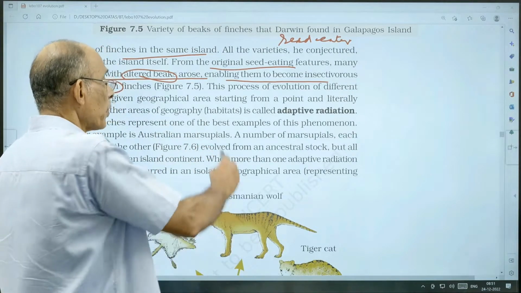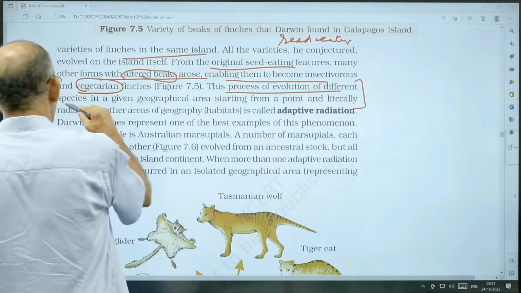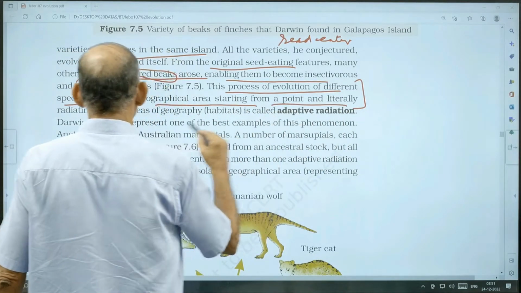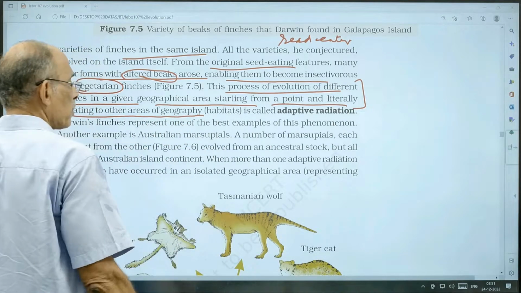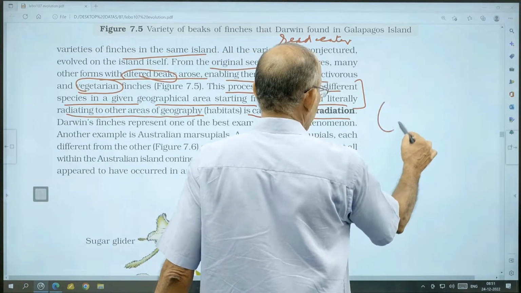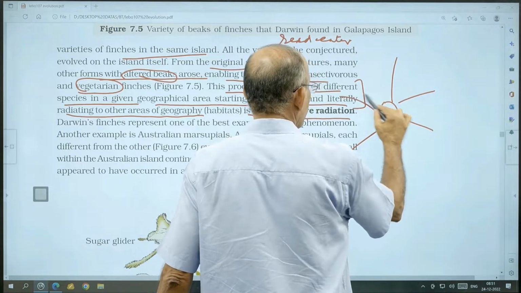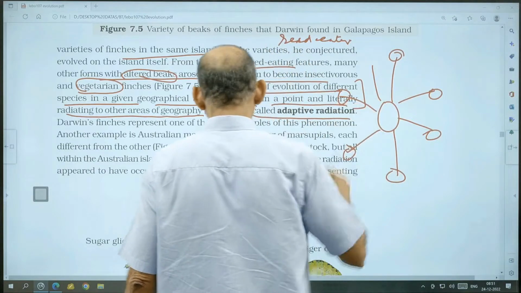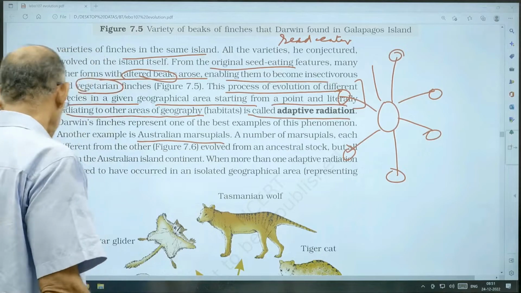So this process, now the definition of adaptive radiation: this process of evolution of different species in a given geographical area, starting from a common point and literally radiating to other areas of geography and habitats, is called adaptive radiation. So from a common point, these different new varieties are formed, new types are formed to live in particular environmental conditions.